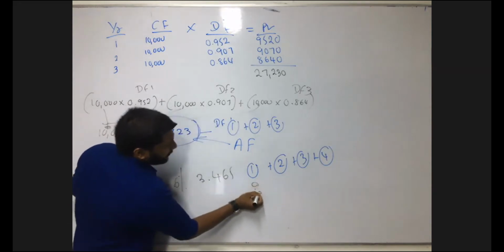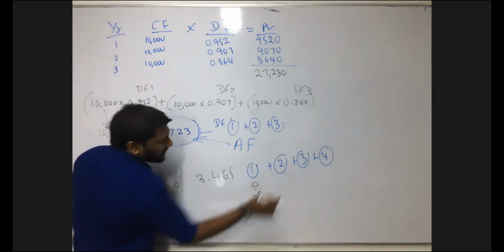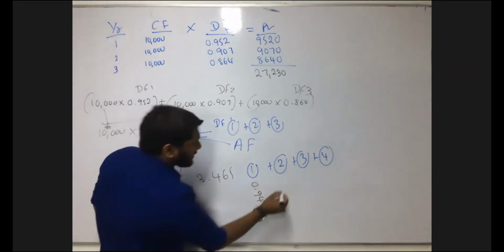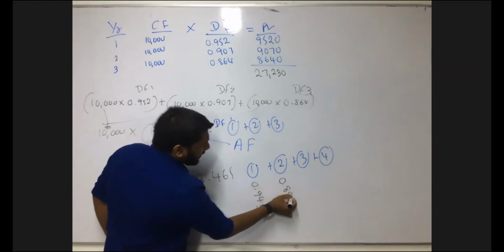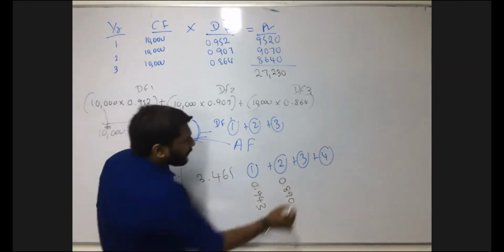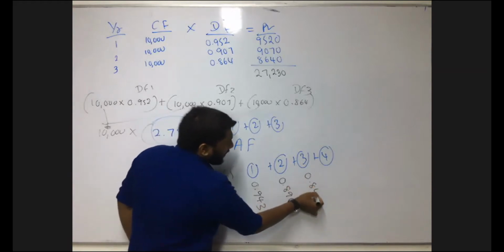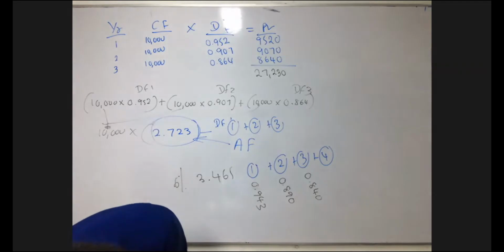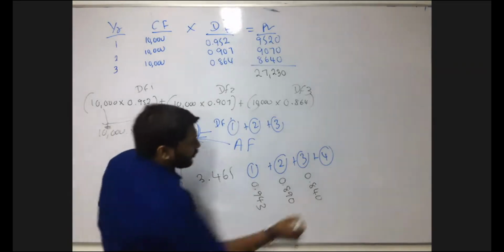0.943. Year 2, what's the discounting factor, guys? 6%. 6%, 0.890. Year 3, you have 0.840. Year 4, how much you have? Year 4, 0.792.